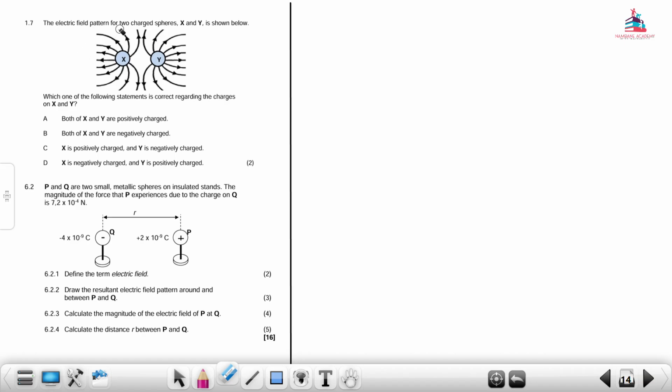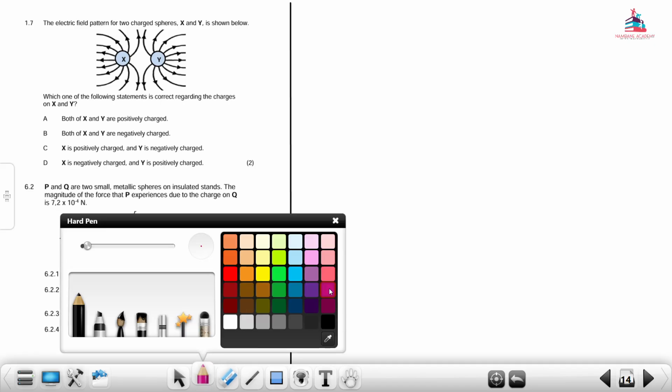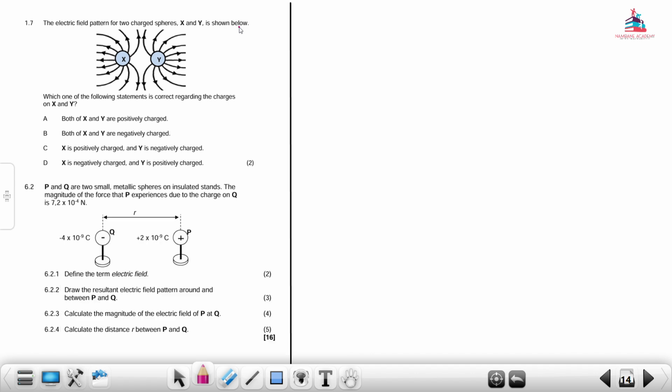The electric field pattern for two spheres, X and Y, is shown. Which one of the following statements is correct about X and Y? What can we tell? We can see that the arrows are moving away from X. They are also moving away from Y. So it means they are both positively charged.